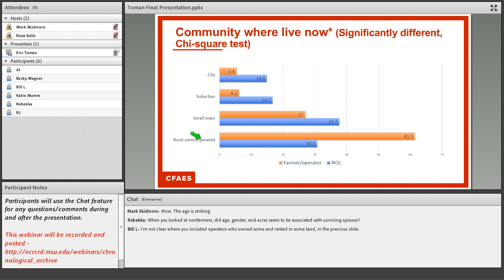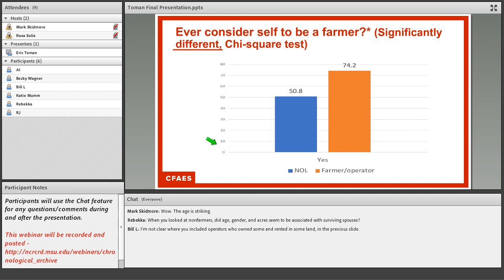And here I think what we see is among our non-operated landowners, here in blue, they're more likely to live in city or suburban areas and even small towns, and much less likely to be in these rural unincorporated areas than we have among the farmer operators. And we also asked if people ever consider themselves to be a farmer, and perhaps isn't surprising, but again, this is one of the questions that may relate to identity. Among our non-operator landowners, half of them considered themselves to be a farmer at some point, whereas of our farmer operators, 3/4 of them indicated that they consider themselves to be a farmer.